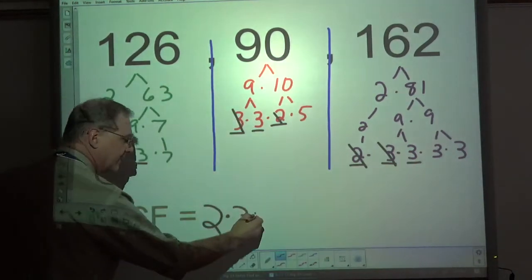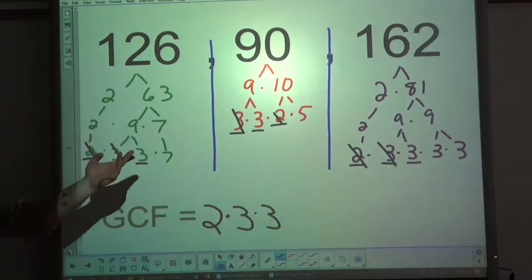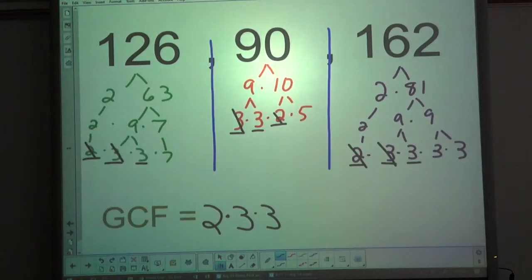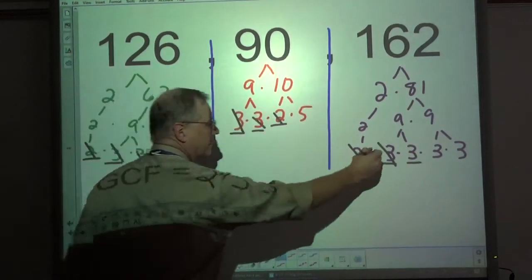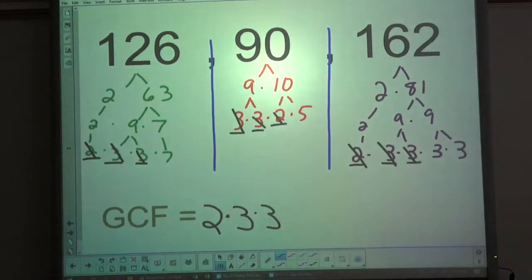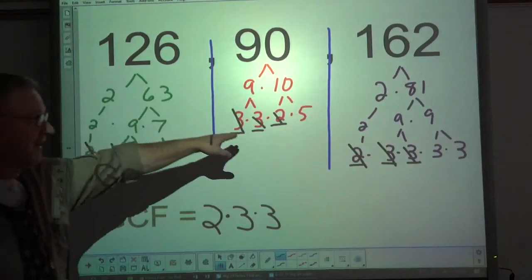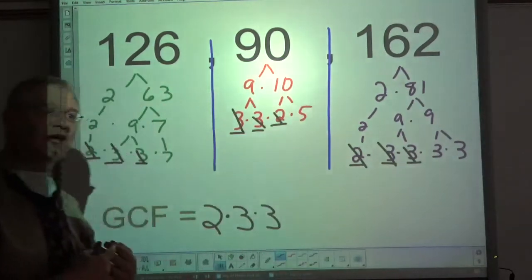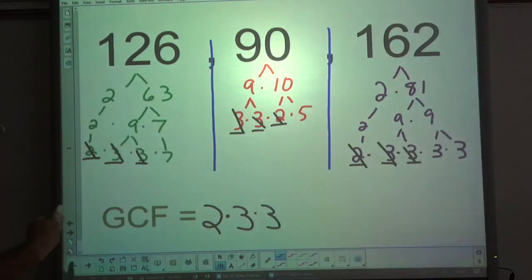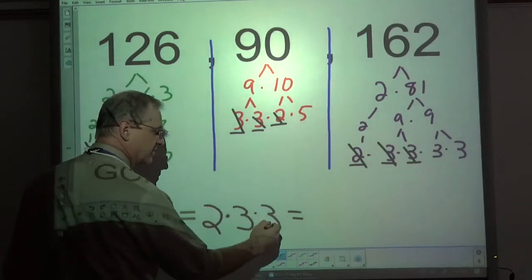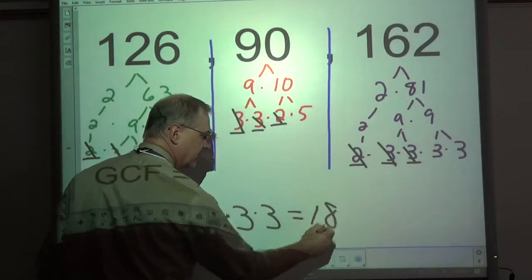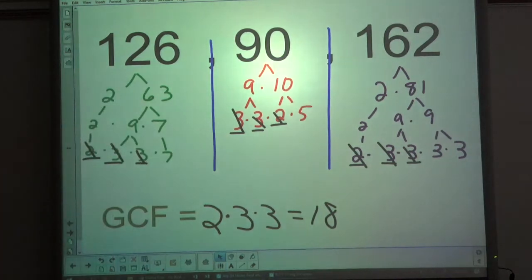So I'm going to write that down because that's in all of them, and I include it. I cross it off. Now all I have left is a 7 in this one, a 5 here, and 2 3's here. There's nothing in all 3 of them that are in common. So when I multiply this up, 2 times 3 is 6, times 3 is 18. That is my GCF for these 3 numbers.